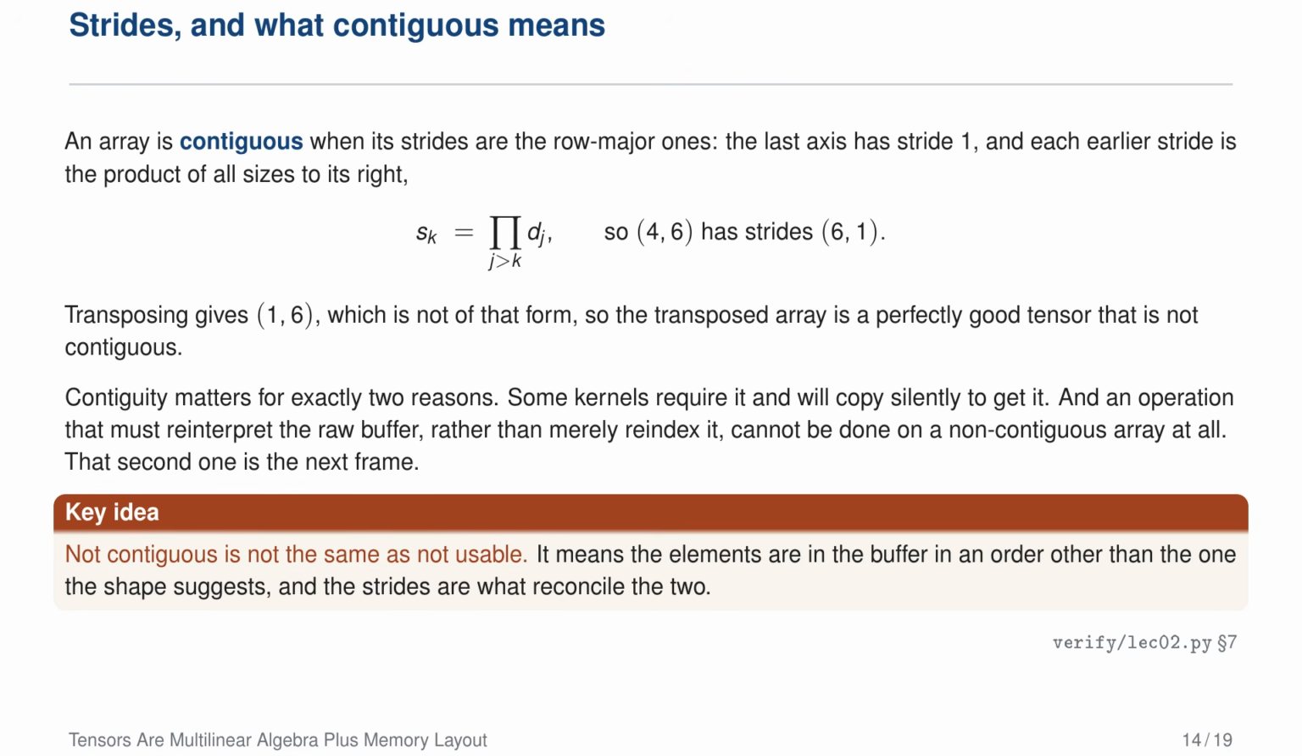Contiguity matters for exactly two reasons. First, some kernels require it and will silently copy to get it. Second, an operation that must reinterpret the raw buffer rather than merely reindex it cannot be done on a non-contiguous array at all, and that one is the next frame. So not contiguous is not the same as not usable. It means the elements sit in the buffer in an order other than the one the shape suggests, and the strides are what reconcile the two.